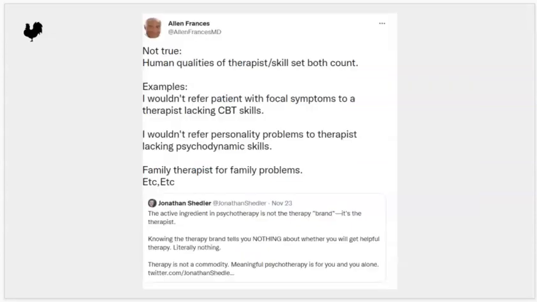And then this is another classic D1: "I wouldn't refer a patient with focal symptoms to a therapist lacking in CBT skills." So what this cognitive behavioral therapist does is fundamentally different than what the psychodynamic therapist does or what the family therapist does. They're dealing with something different.